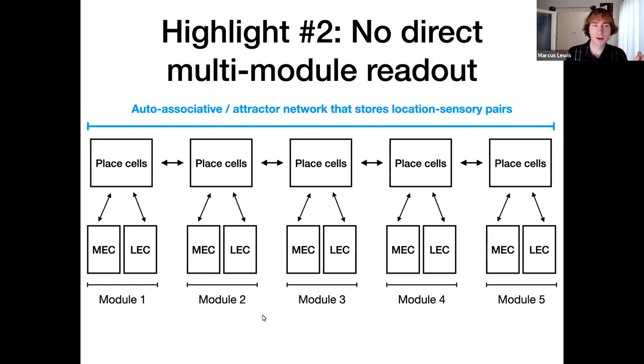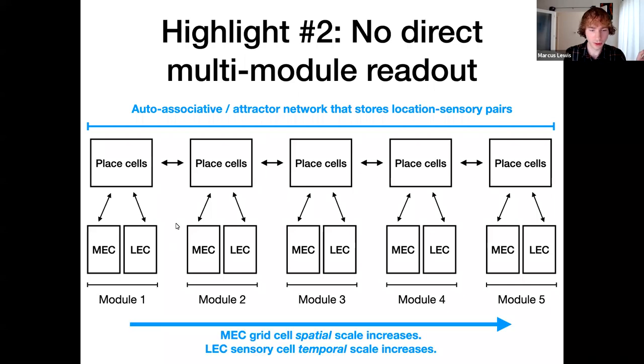The top part is an auto-associative network or an attractor network that stores location sensory pairs or feature location pairs. So there are cross connections at the place cells, but not these connections. These modules, the grid cell modules in medial entorhinal cortex, are only projecting to and from these place cells. And one more label is, across the modules, the spatial scale increases.